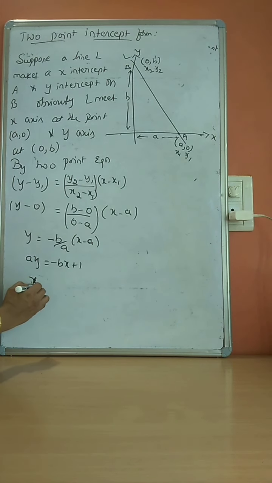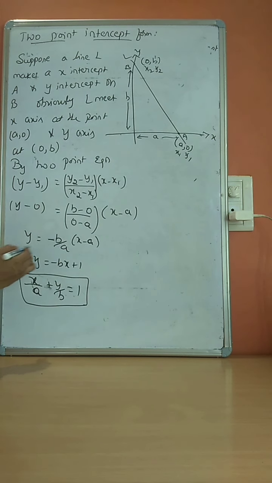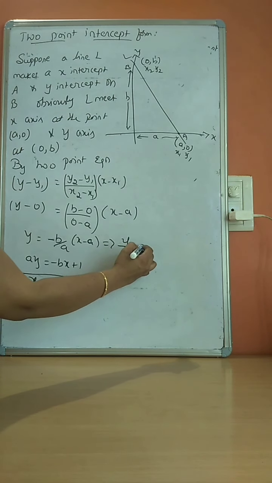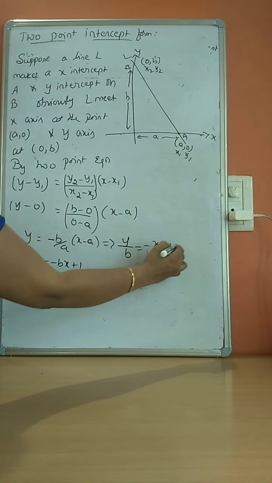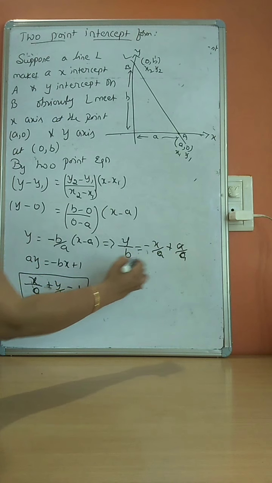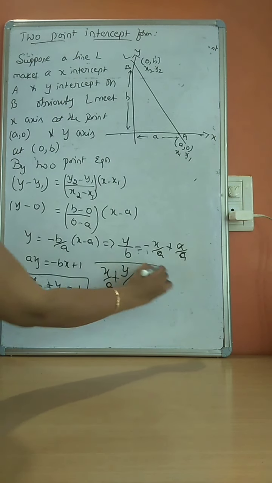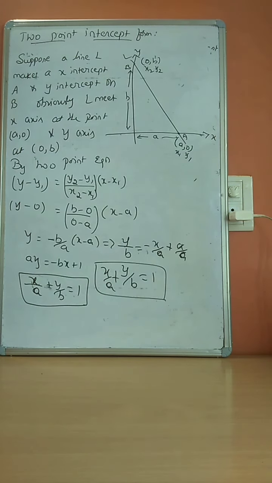If we simplify this, x divided by a plus y divided by b must be equal to 1. Take b here, cross multiply, and it is easy to simplify. y divided by b is equal to minus x by a plus a by a, so the a gets cancelled. This can be written as y by b plus x by a equal to 1. This is the two-point intercept form.